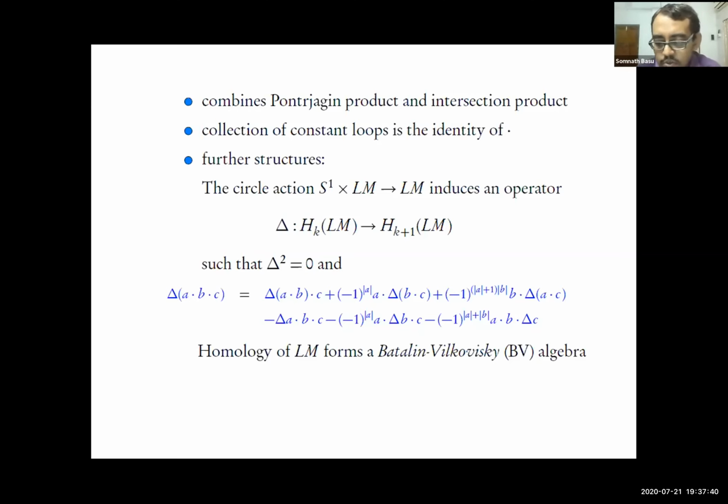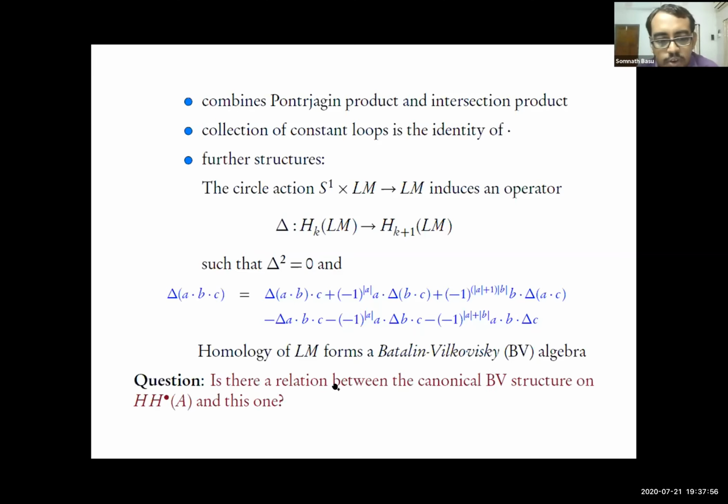So the question is, can we compute some of these things? What can you say about these structures? Are they homotopy invariants? What other invariants can we get? Okay. But before that, let me just throw in a question.